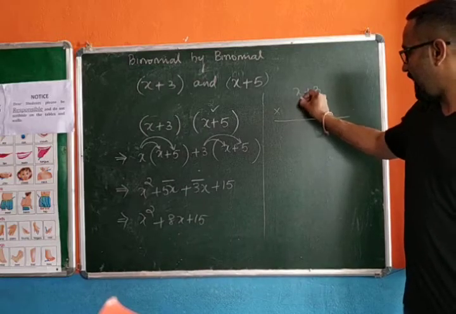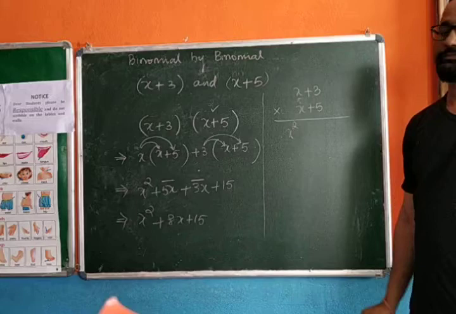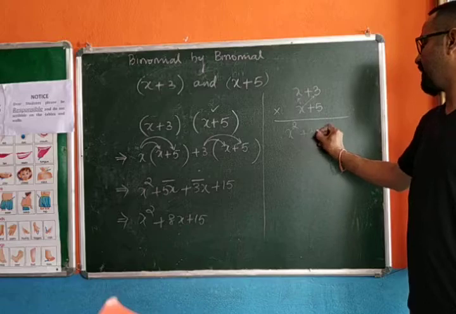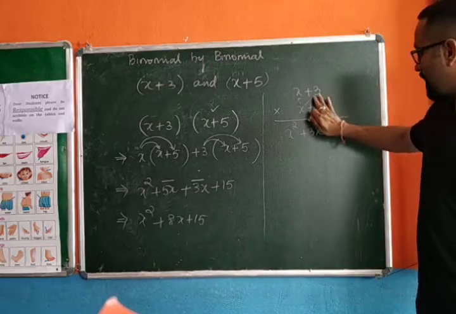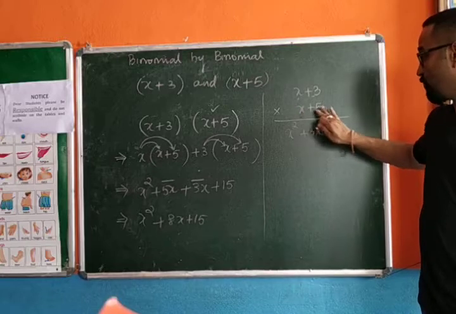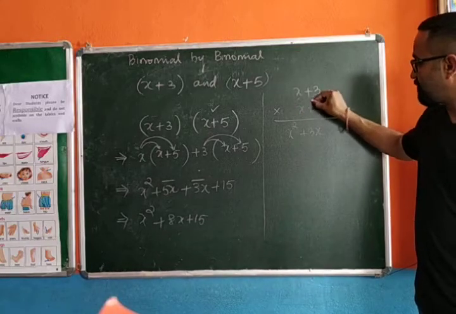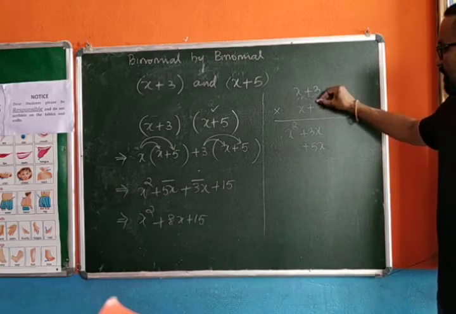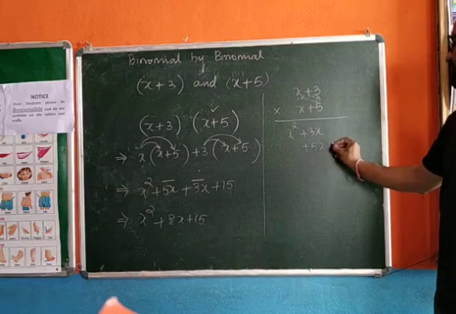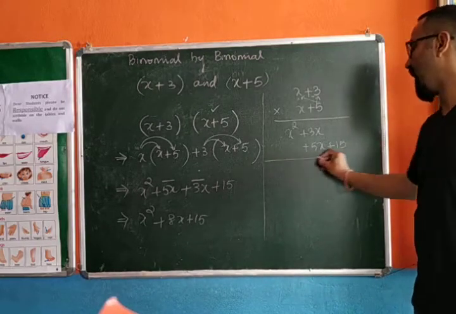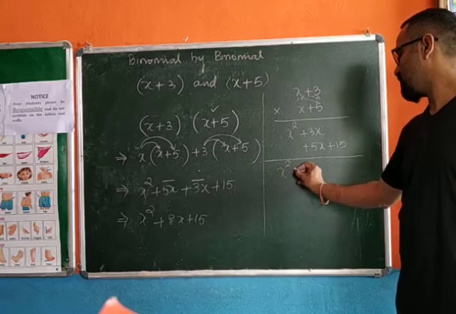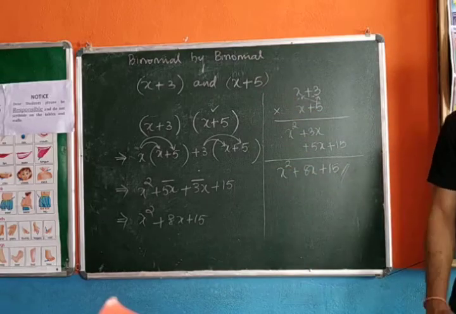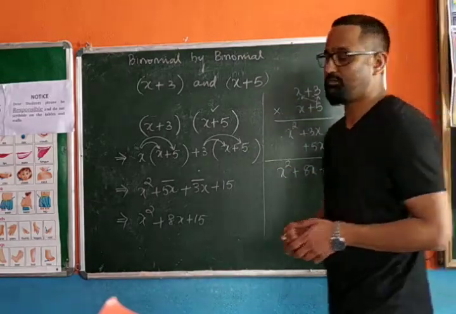X multiplies x, you get x squared. This x multiplies 3, plus 3x. So once you complete with the first term, you go for the second one now. 5 multiplies x is 5x. 5 multiplies by 3, 15. Then we add it up. X squared plus 8x plus 15. See which one is easier and then proceed with multiplication.